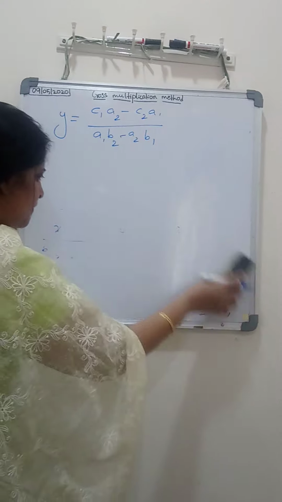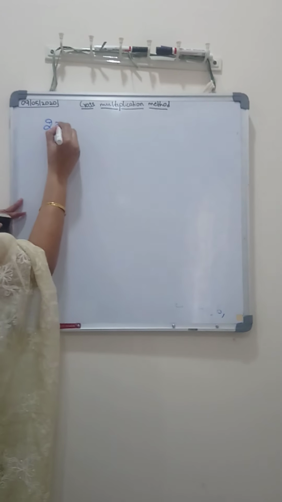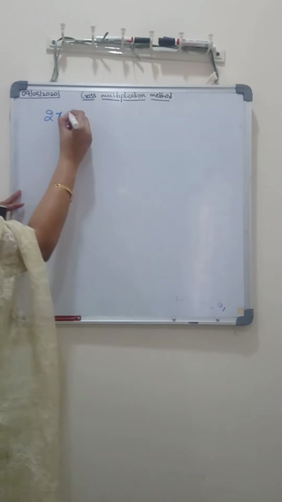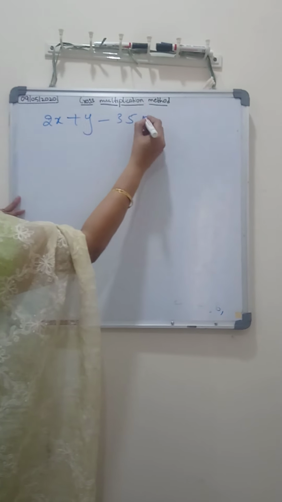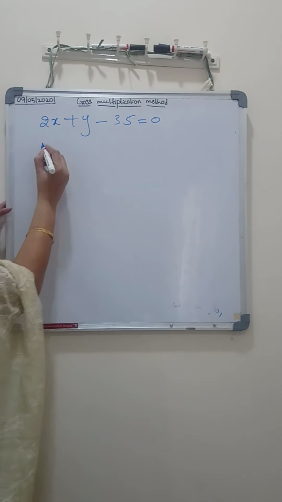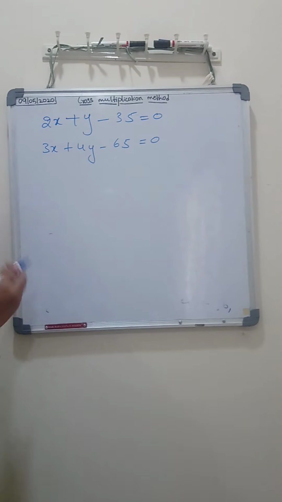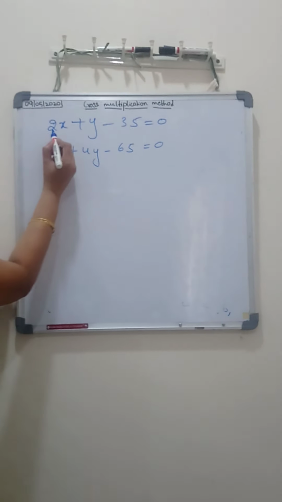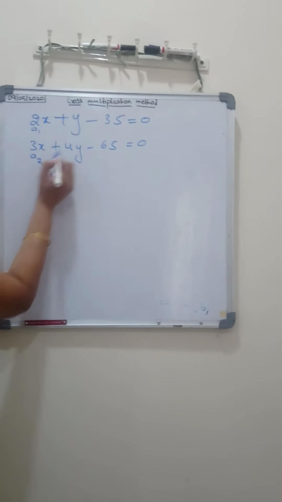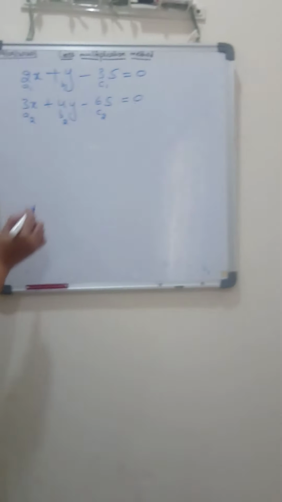Let's solve, children. Let us consider a pair of linear equations 2x + y - 35 = 0, next 3x + 4y - 65 = 0, children. So let us consider this example. Now a1 a2, b1 b2 c1 c2. So let's write, children.